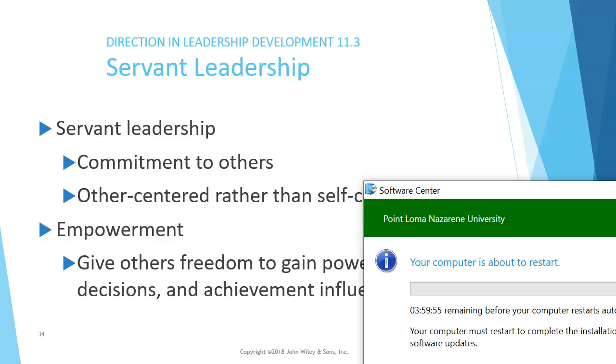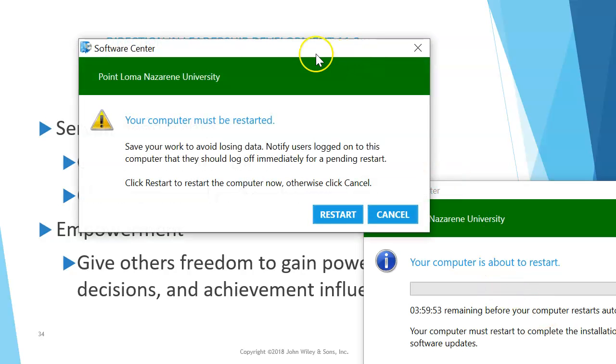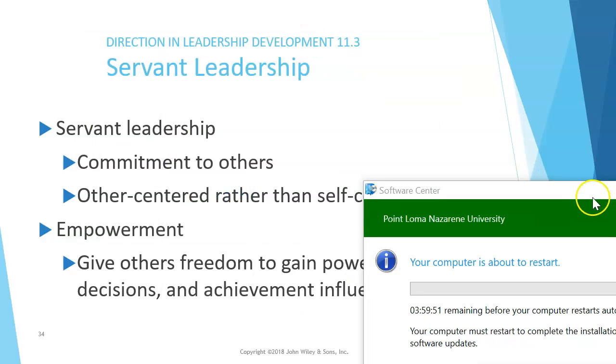My computer keeps trying to restart. Oh no. So let's hope I can finish this here. All right, so I apologize for that, guys.